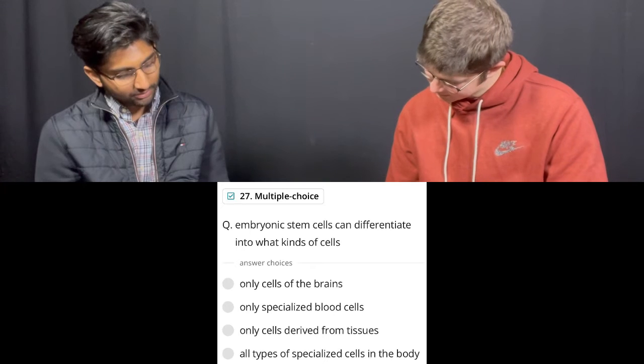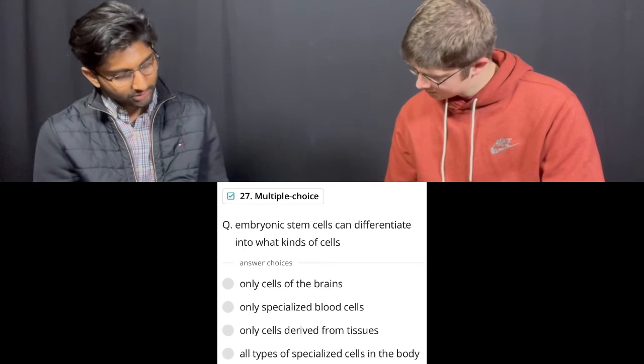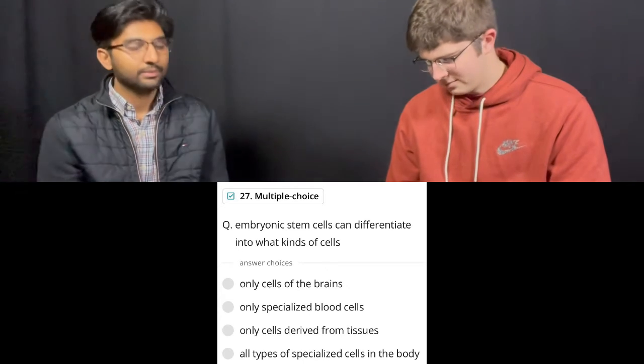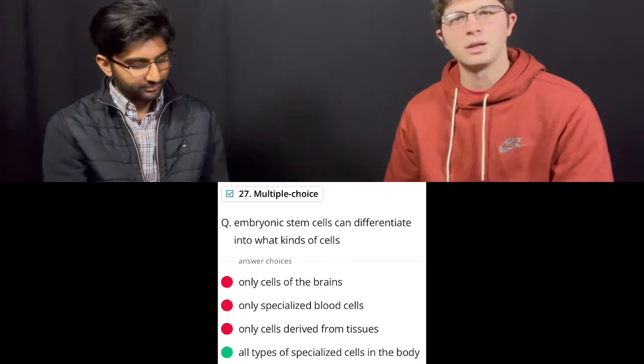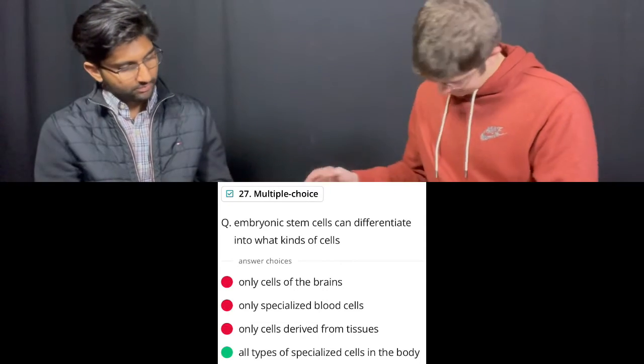So okay. Embryonic stem cells can differentiate into what kind of cells? Only cells of the brain, only specialized blood cells, only cells derived from tissues, all types of specialized cells in the body. I'm gonna go with D. All types of specialized cells in the body. They are pluripotent.